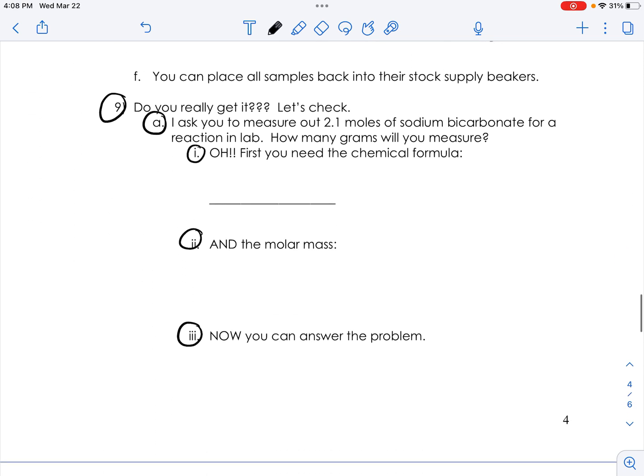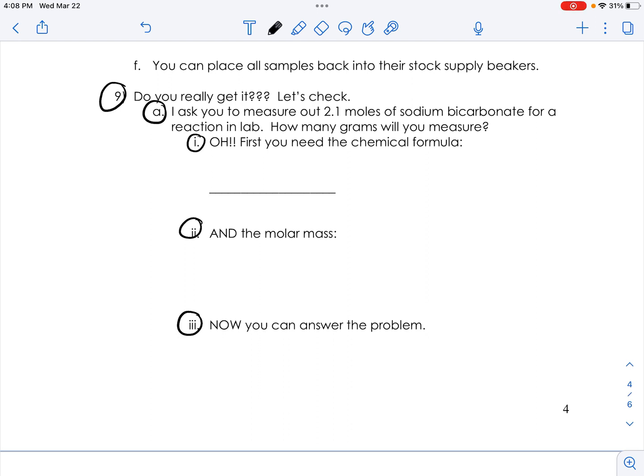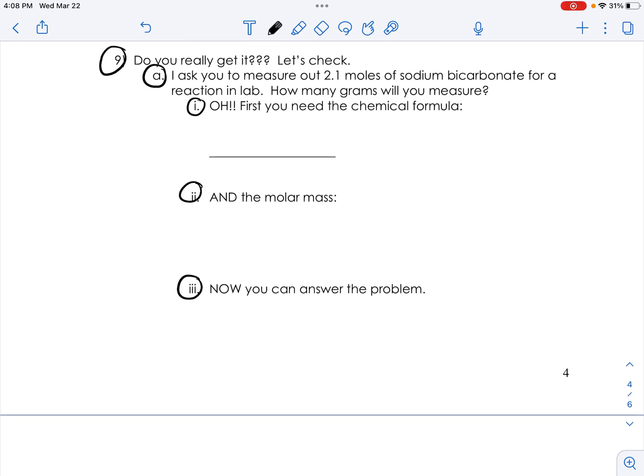Okay, now we get down to here. It says, do you really get it? Let's check. I ask you to measure out 2.1 moles of sodium bicarbonate for a reaction in lab. If I ask you that question, I'm asking you to do quite a few steps. So it's going to break it down for us, okay? It's asking us to change 2.1 moles of sodium bicarbonate to grams.